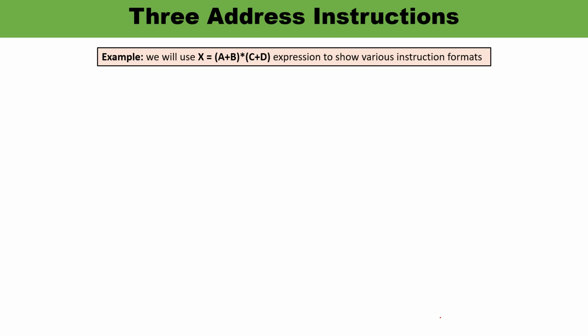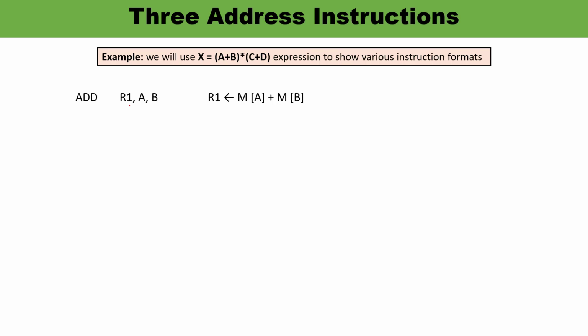Now, let me tell you the different types of instructions. First I'm telling you about the three address instruction. To understand this with the help of an example, we have taken the expression X = (A + B) * (C + D). Here three address fields will be used. Adding the content of A and B will be the first operation, then adding the content of C and D, the second operation, then multiplying.